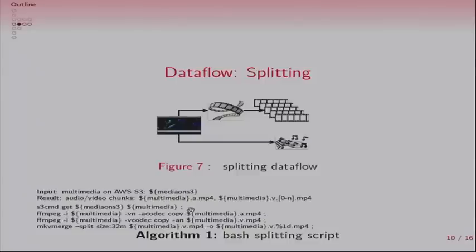As you can see, this script is written in shell script. I pull the movies from S3 and split them into audio and video chunks. The tools I use are FFmpeg, which I mentioned before, and MKVmerge, which is another GNU GPL licensed freeware.